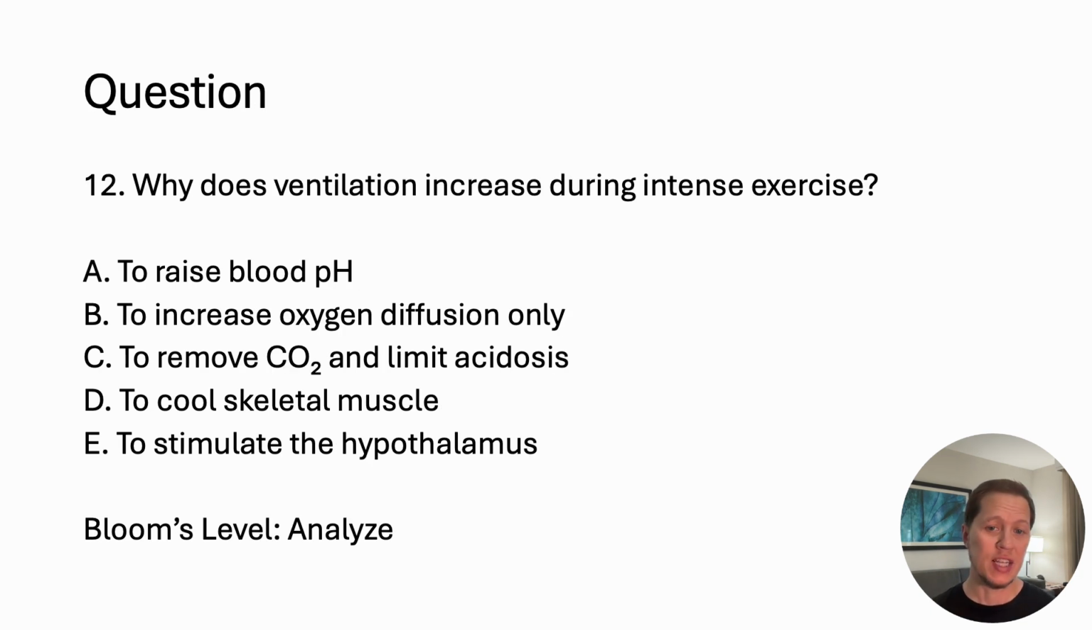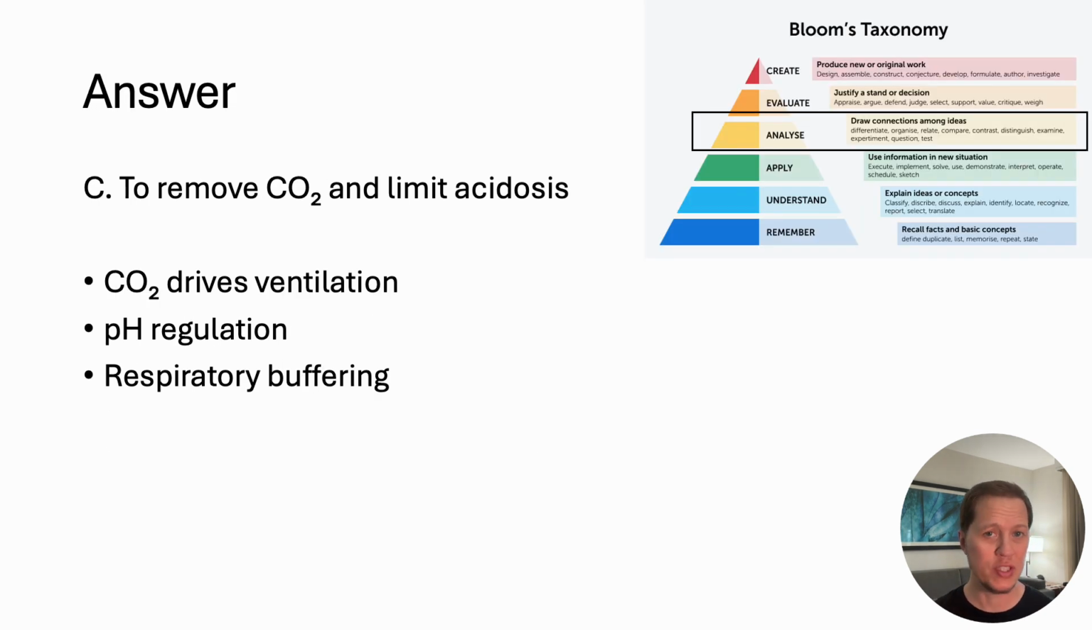Question 12, why does ventilation increase during intense exercise? Is it A, to raise blood pH, B, to increase oxygen diffusion only, C, to remove CO2 and limit acidosis, D, to cool skeletal muscle, or E, to stimulate the hypothalamus? And this one is C, to remove CO2 and limit acidosis. So increased respiration removes excess CO2, which shifts that bicarbonate buffer system and helps stabilize the overall blood pH.